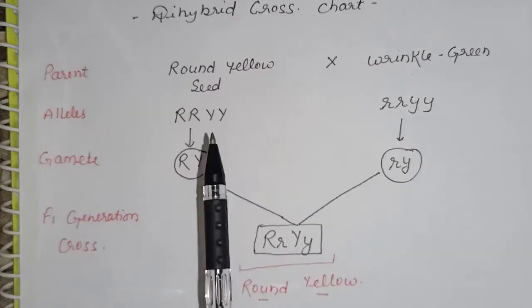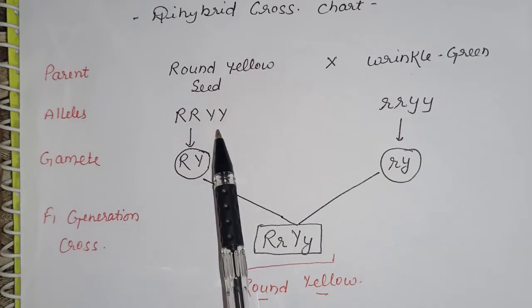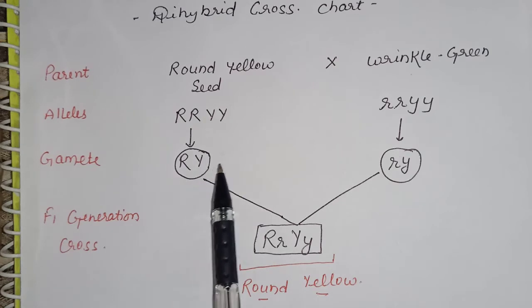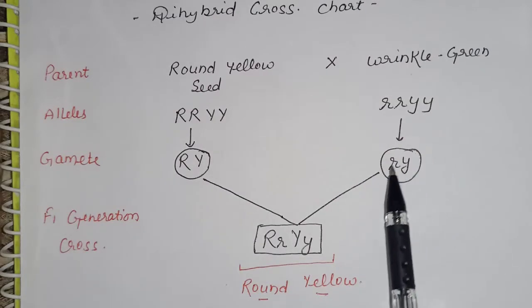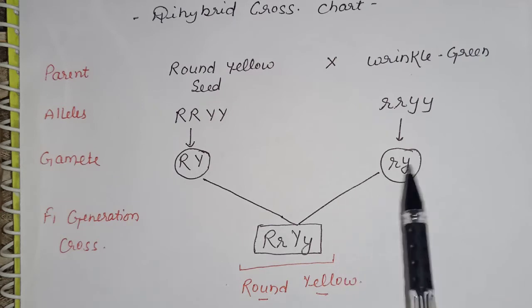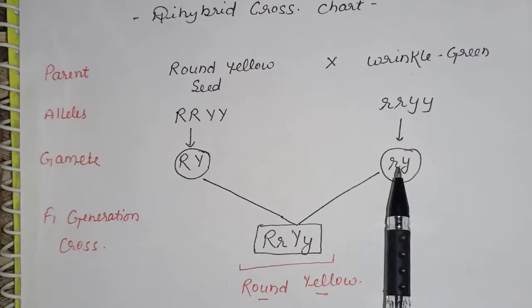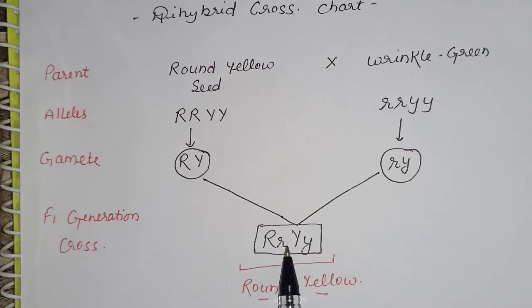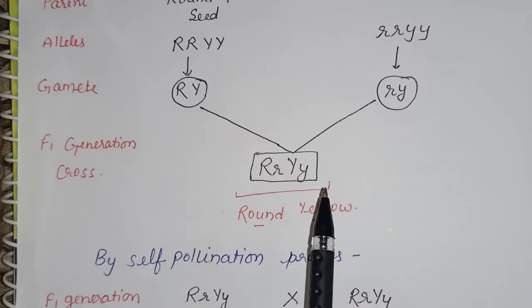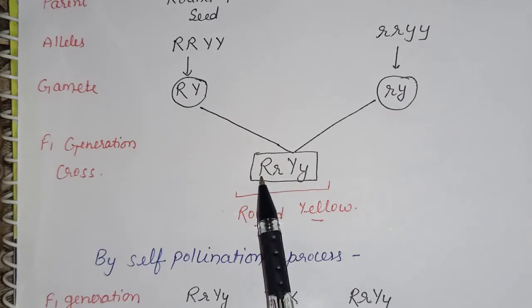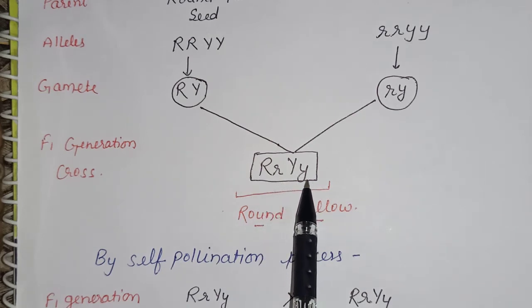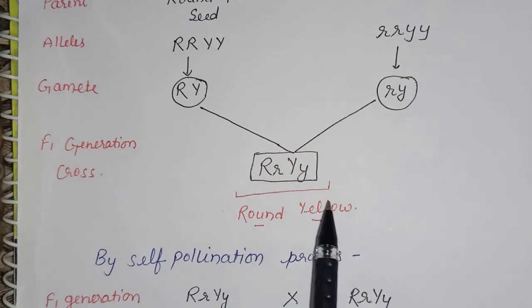alleles. The capital R, capital Y parent has gamete capital R, capital Y, and small r, small y has small r and small y gametes. After the fertilization process, round yellow crosses with wrinkled green and forms capital R, small r, capital Y, small y, meaning round yellow seeds in the F1 generation. In the result of F1 generation, capital R is dominant over small r and capital Y is dominant over small y. So the result is round yellow seeds.